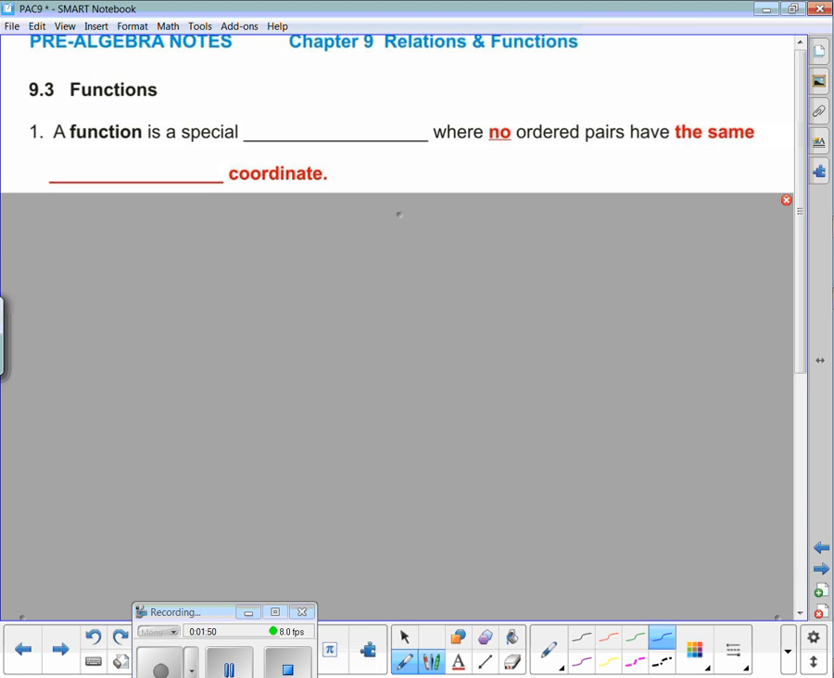What are functions? A function is a special relation. So let me pause for a second. We already know a relation is a set of, how would you answer? Ordered pairs. All right. A relation is a set of ordered pairs. So a function is also a set of ordered pairs. However, it's a special one. And it's where no ordered pairs have the same x coordinate.